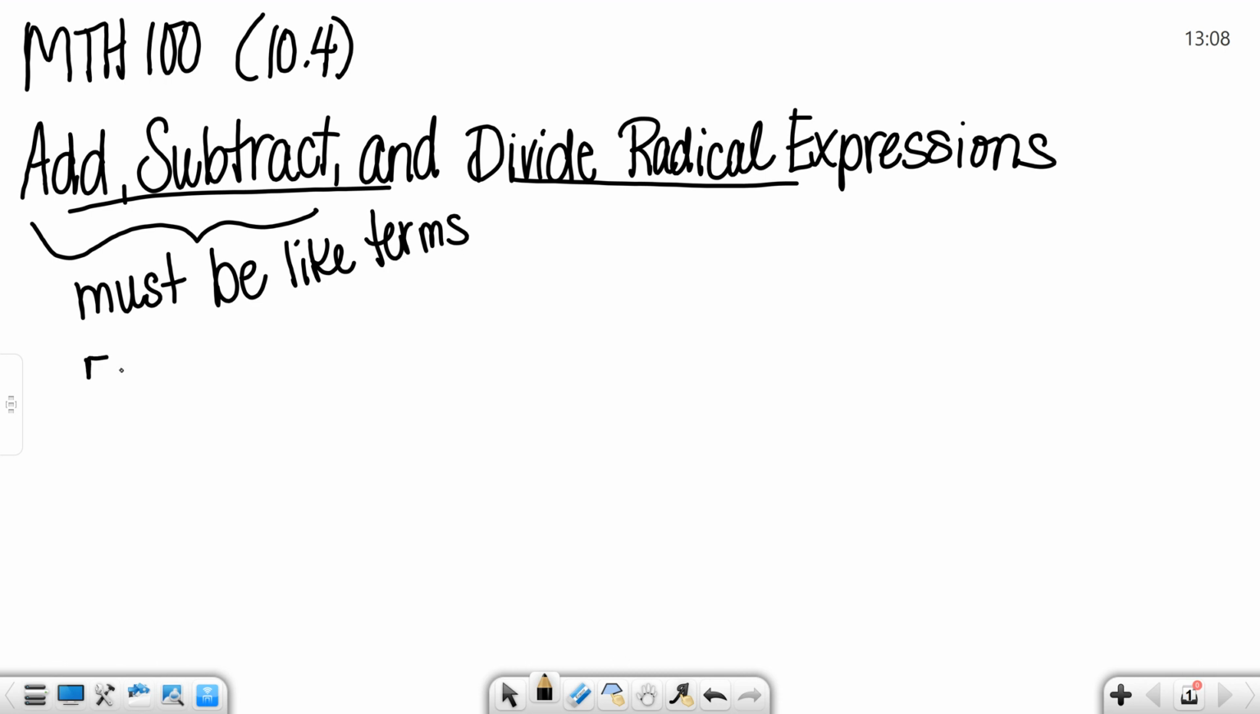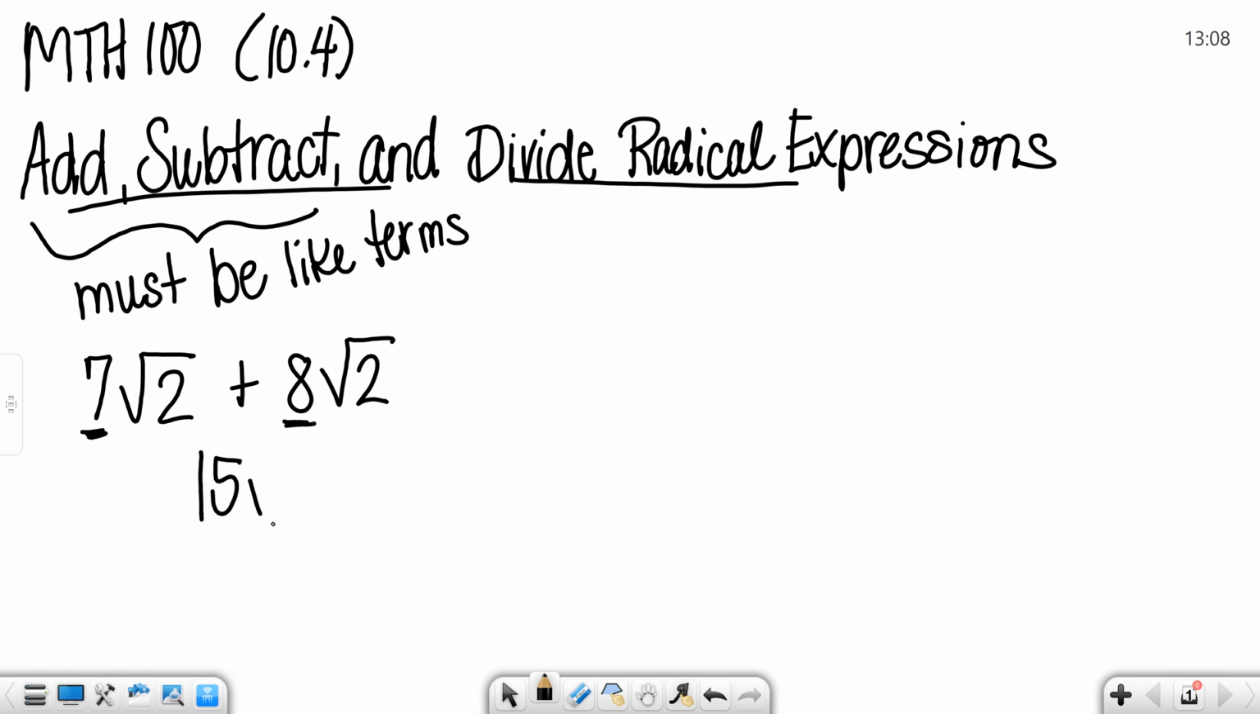So when we think of radicals, we need to think of them as being sort of like our variables. So we've got 7 on the square root of 2 plus 8 on the square root of 2. So square root of 2 is the like term. So we are able to add the 7 plus the 8, and I would get 15 on the square root of 2. I add the coefficient that is sitting in front of the square root.